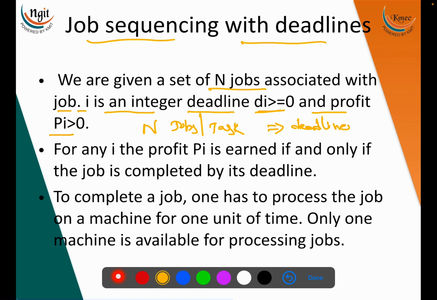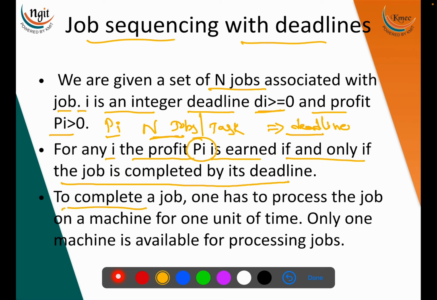Now after we complete each job, we get some profit, which is indicated with pi. Our target is to find a feasible solution to finish the jobs within their deadlines. So we need to find the feasible solutions for these tasks. For any i, the profit pi is earned if and only if the job is completed by its deadline. So only if you complete the job by its deadline will this profit be earned.